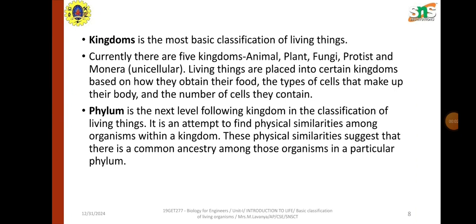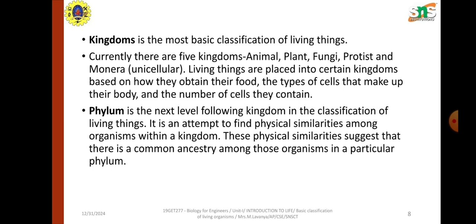This is the continuation of classifications of kingdom. As I have discussed earlier, there were previously 5 kingdom classifications, and now it has been 7 kingdom classification. Let us see the definition for all those 7 kingdom classifications. First classification is the kingdom.